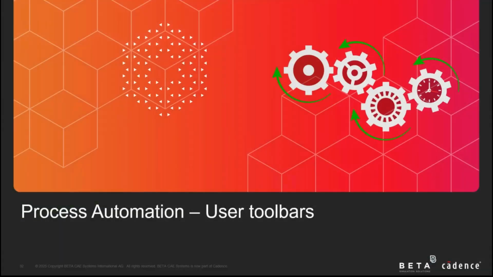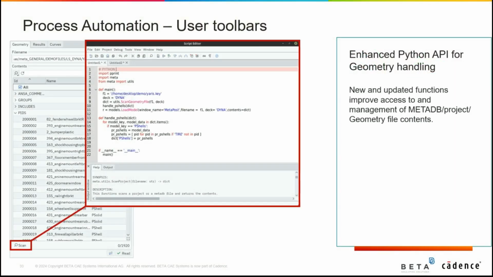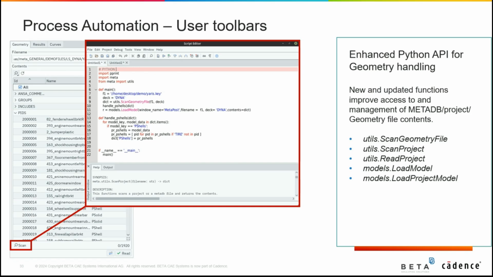Regarding process automation and user toolbars. Previously, scanning for file contents and partial reading of files was only available through the scan option from the read results interface. A new Python API has been created that enables the same functionality through scripting. It includes 3 new functions and 2 existing functions which have been enhanced. These updates allow for efficient listing, filtering, and reading of specific geometry file contents directly through the Python API.